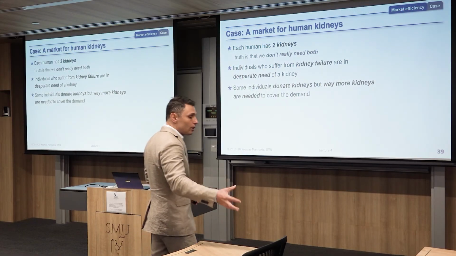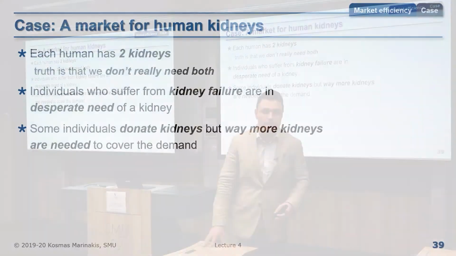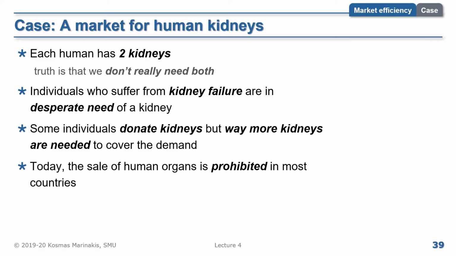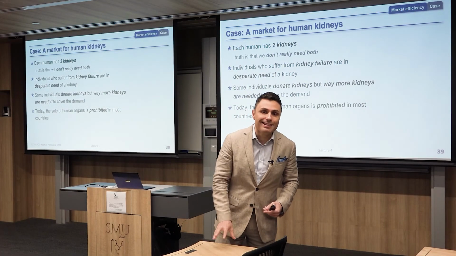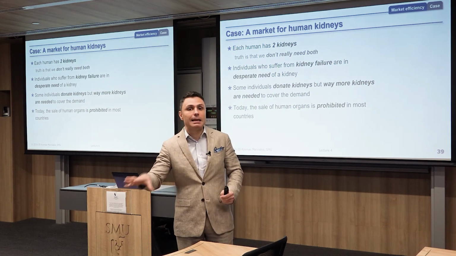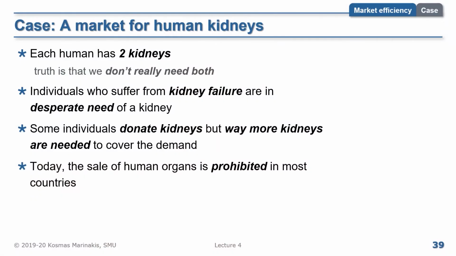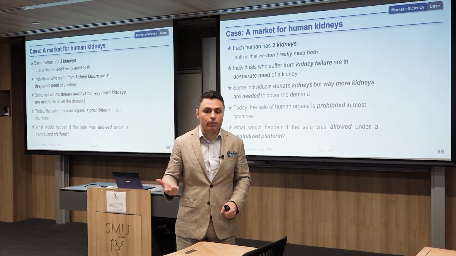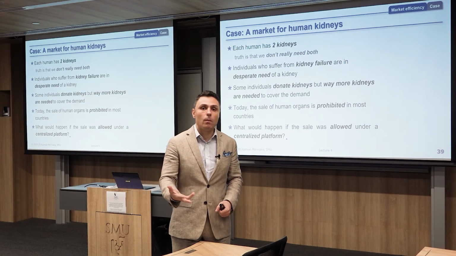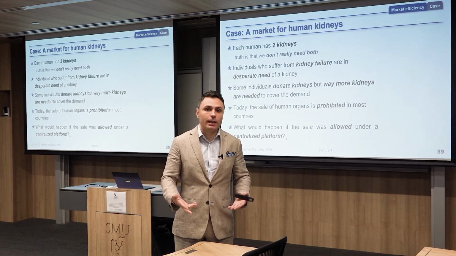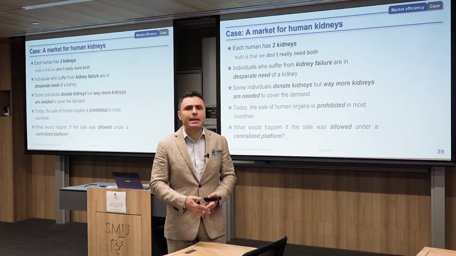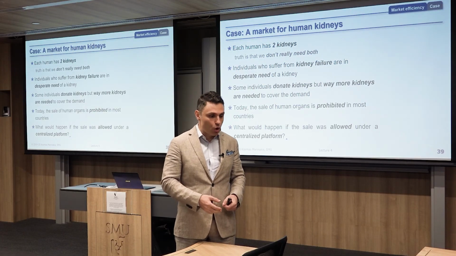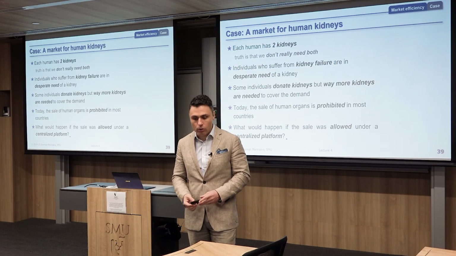We have very long wait lists of people waiting for a kidney. Today, the sale of human organs is prohibited almost everywhere. So we have to rely on this very, very limited supply of organs. Now, what would happen if we allow the sale of organs? Like, for example, you could go and sell one of your kidneys at a price that would not be a negligible price. So there was some research in the United States.